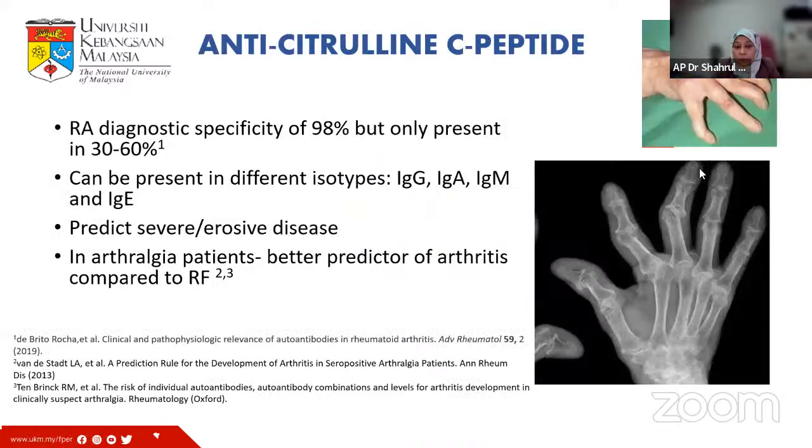Anti-CCP is a better predictor of rheumatoid arthritis compared to rheumatoid factor, because this one is newly discovered, around a decade ago. It has a very high specificity for rheumatoid arthritis, about 98%. But unfortunately, it is only present in 30-60% of our patients, so up to half of our patients do not have this anti-CCP.